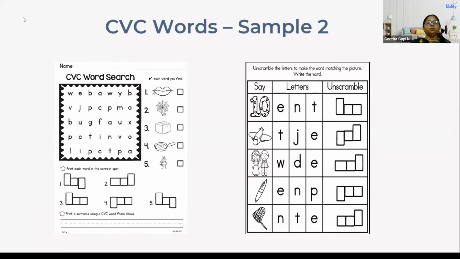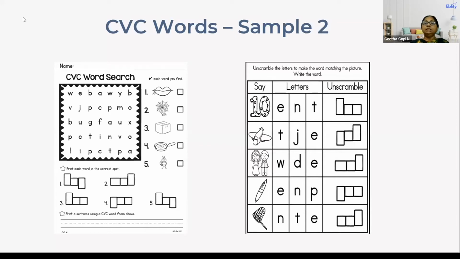Another example of a worksheet, again here, on the left-hand side, you see a word search. Picture clues are given, and then they have to find those words. Initially, you can get them to sound the word out, maybe write the word, and then find the word in the word search. And in this worksheet, they've given the shape of the letter. So again, that is an added element which helps them to read, write, recognize, and retain the words better.